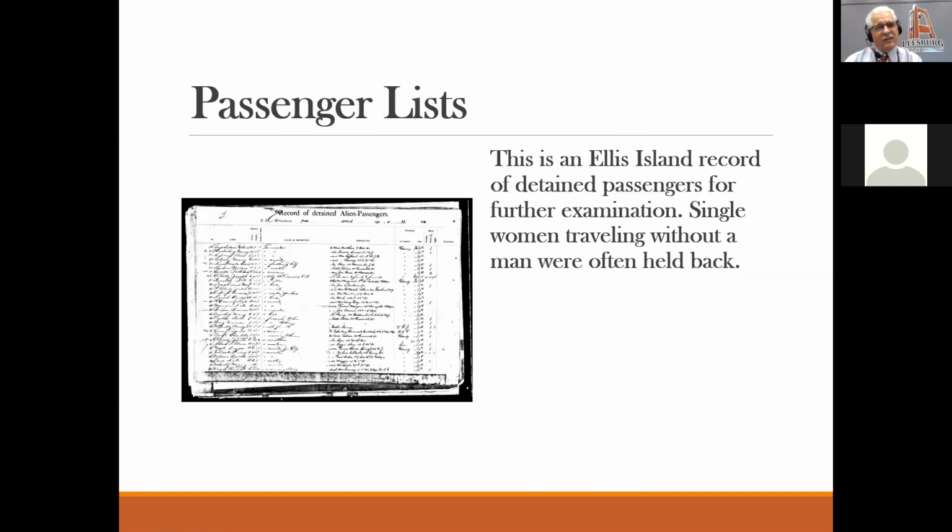Another thing is passenger lists. And this is actually a record of detained alien passengers. And on this list is Agnes Casey, somewhere right about here. And that's sort of an interesting story too, because single women traveling alone were usually held for further examination at Ellis Island because they wanted specifically to know why a single woman was entering the United States, because they wanted to make sure she was not entering for the wrong reasons.